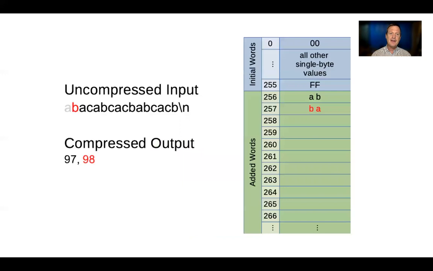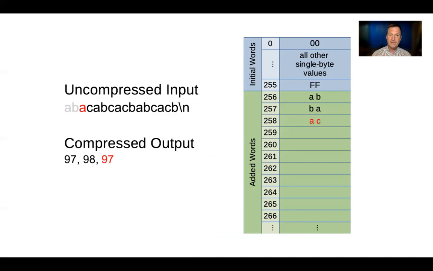So backing up a slide, we just wrote out the code for the B. So now we're at this A in the input. A is still in the dictionary, but AC is not. So bumping ahead 2 slides, we'll write out the code for A and we'll add AC to the dictionary. So there it is on line 258.